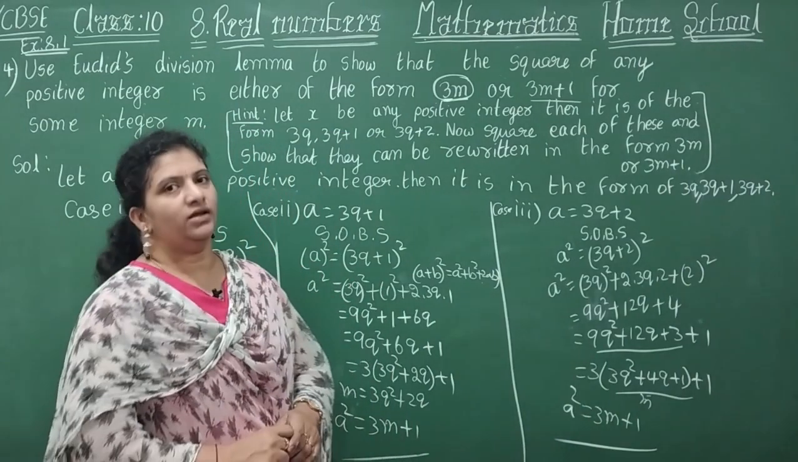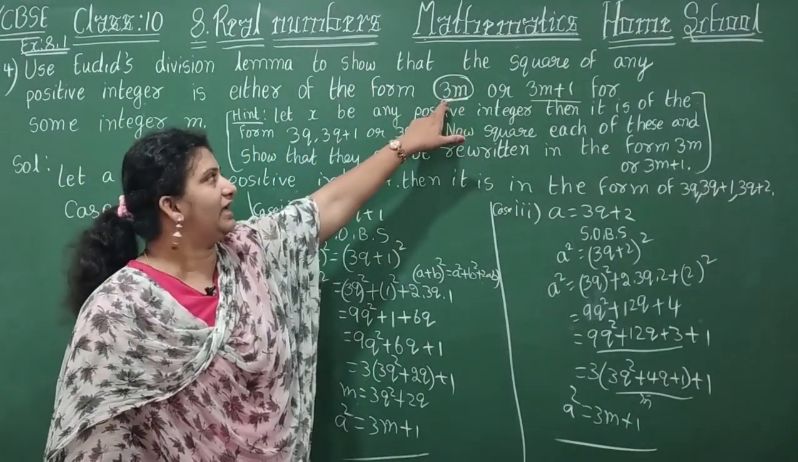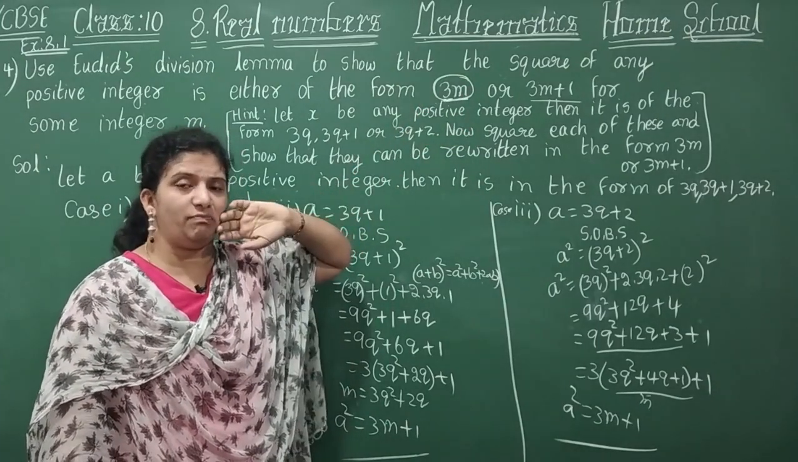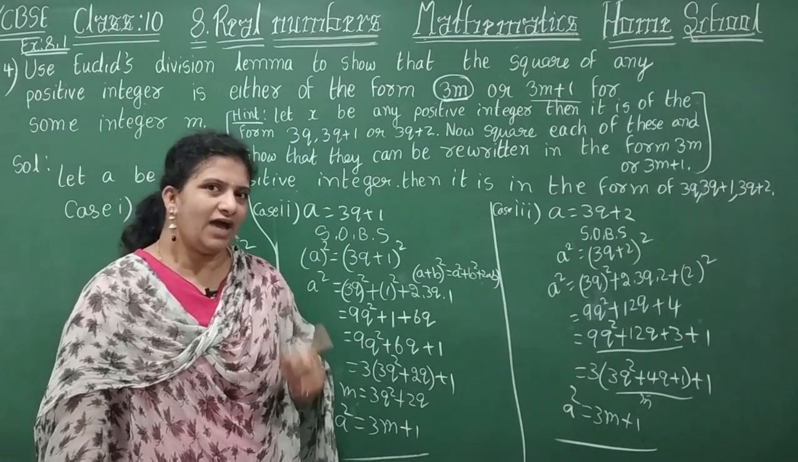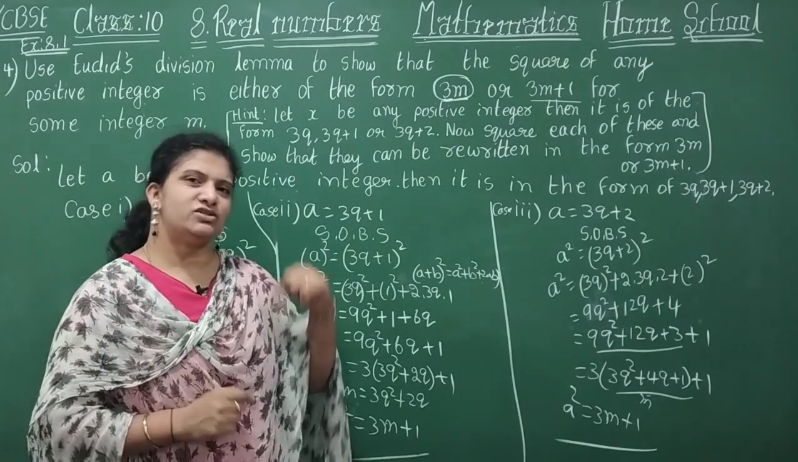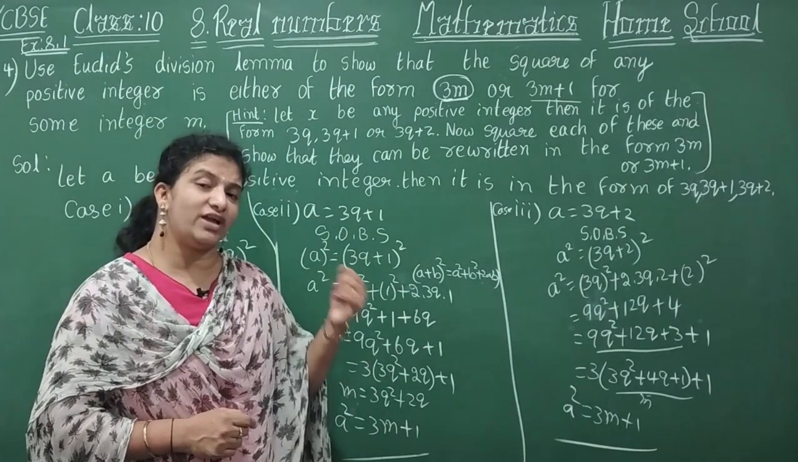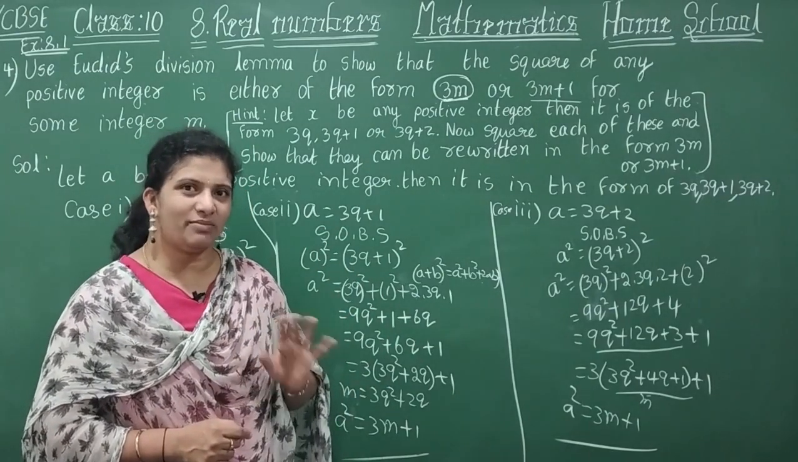Once again, I repeat. So, when you see in your question anything like this, 3m, 5m, you imagine 5m. 5m means what you need to do? B value 5, R will be 0, 1, 2, 3, 4. Okay. So, substitute what happens there? 5q plus 1, 5q plus 2, 5q plus 3, 5q plus 4. Okay. How many cases you got?